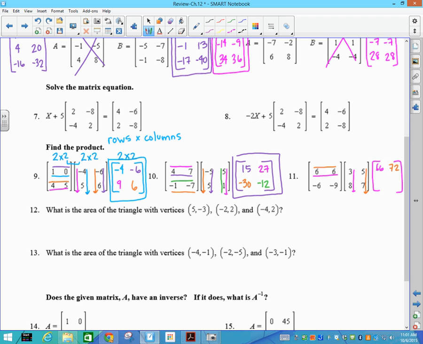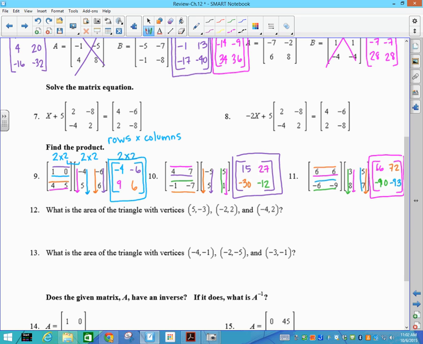Then I have second row, first column, negative 18, negative 72. That's negative 90. Can't read that 9 very well. Negative 90. And then you have second row, second column, and that's negative 30 minus 63, which is negative 93. So sorry about the tight quarters here. But that's what we got there.